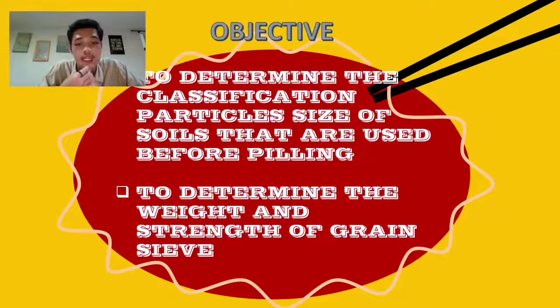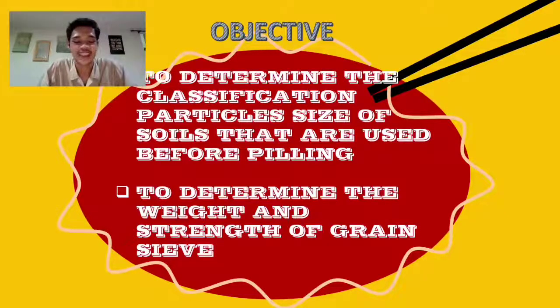The next objective is to determine the weight and strength of the grain sieve. As we know, this sieve test separates the soil according to particle size, so we can know that each size has its own strength and its own weight. Okay, that's all from me. Next, I will pass to my friend, Muhammad Faizul, to present about the material and apparatus.